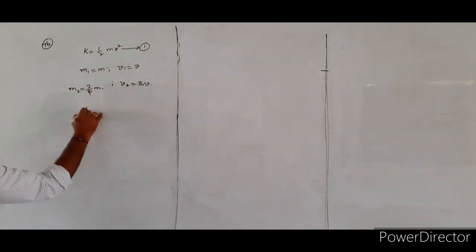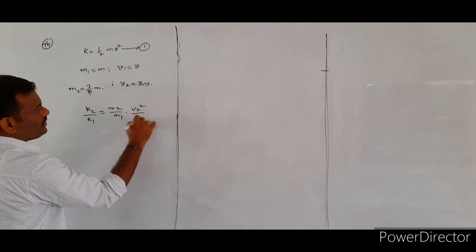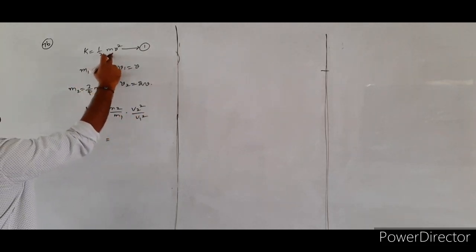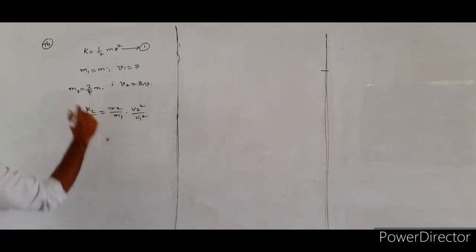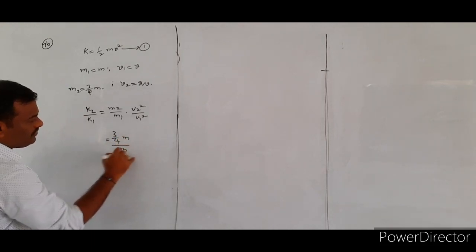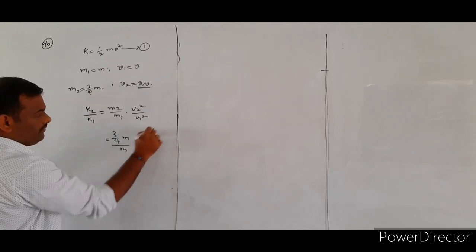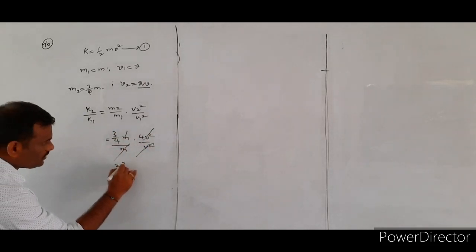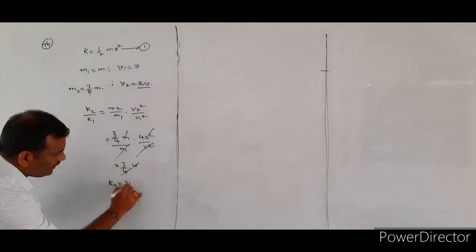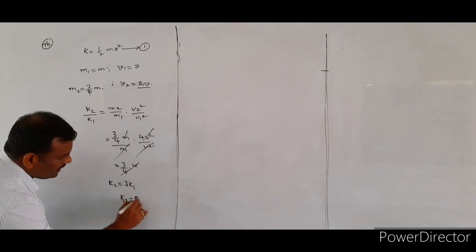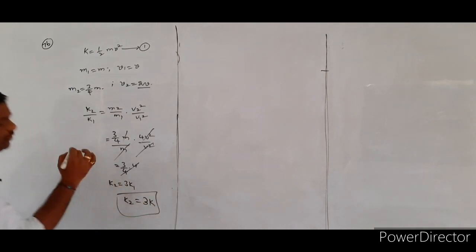From this relation I will write K2 by K1 is equal to M2 by M1 into V2 square by V1 square, because K is directly proportional to mv square. What is M2 here? 3/4 M by M, and V2 square means 2V, that is 4V square, by V square. V square and M get cancelled. So that is equal to 3/4 into 4. Again the 4s get cancelled. Therefore, K2 is equal to 3K1. So, the K2 value is equal to 3K.